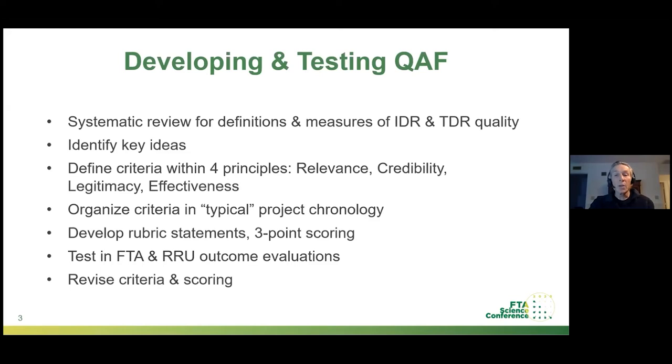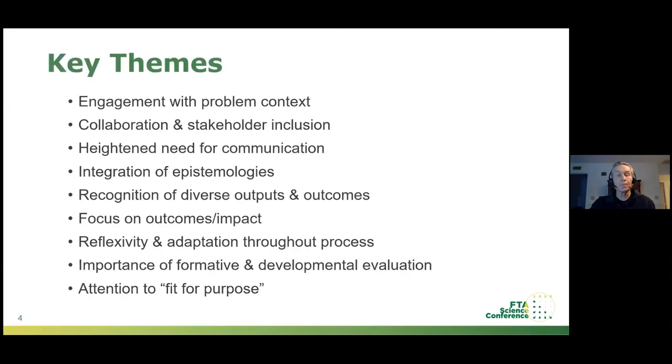And we put considerable effort into developing clear and unambiguous definitions and corresponding rubric statements to be used in the assessment. We proposed a three-point scoring system in which a score of 2 is assigned if the criteria is fully satisfied, 1 if it is partially satisfied, and 0 if it is not satisfied. And we've now tested it in a series of outcome evaluations of FTA projects and a few other projects, and we've then further revised the criteria and the scoring system.